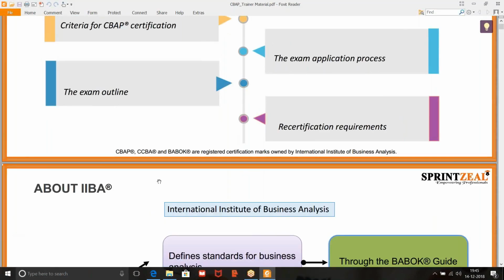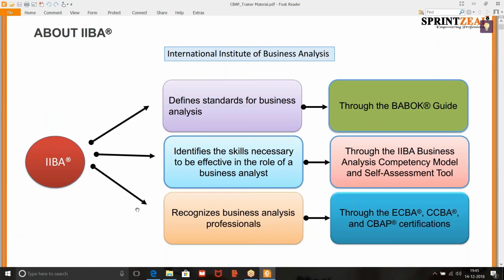IIBA, I think you are already aware of this. Yeah, I've been to the site too. They define the standards through the BABOK guide and identify the necessary skills. They have ECBA, CCBA, CBAP. There is a fourth certification that they are working on, for senior professionals. Yeah, that's a lead kind of level wherein 10 years of experience is required in order to qualify. That's what I have, but that one's not available yet. Yeah, that's not available. Even I'm waiting for that. So that's great.